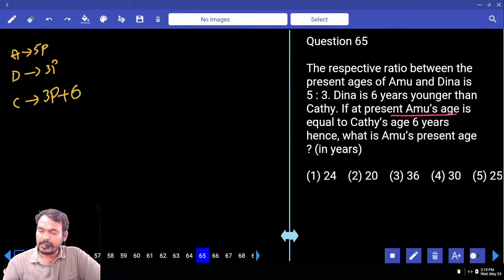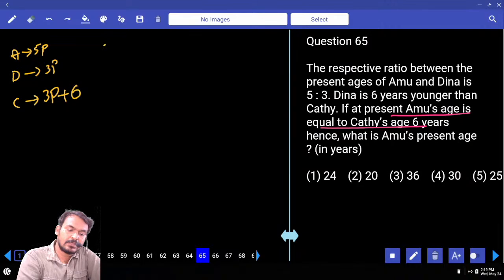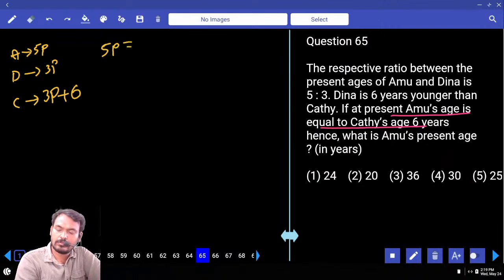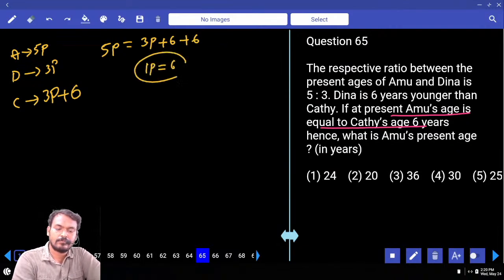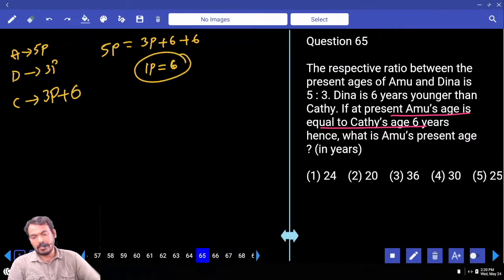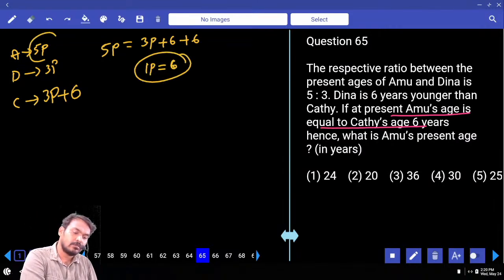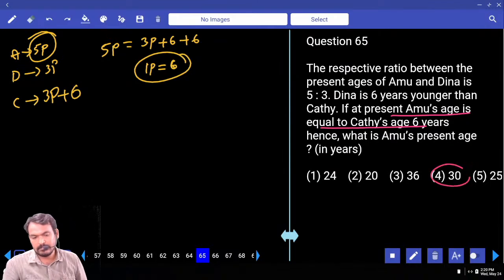If at present A age is equal to which one? C's age after 6 years. A present means 5 parts. That is equal to C after 6 years. Means 3 parts plus 6 plus 6. Okay. Then 2 parts equal to how much? 12. 1 part 6. What is the question here? A present age. How many parts we need? 5 parts. What is the answer? 30.